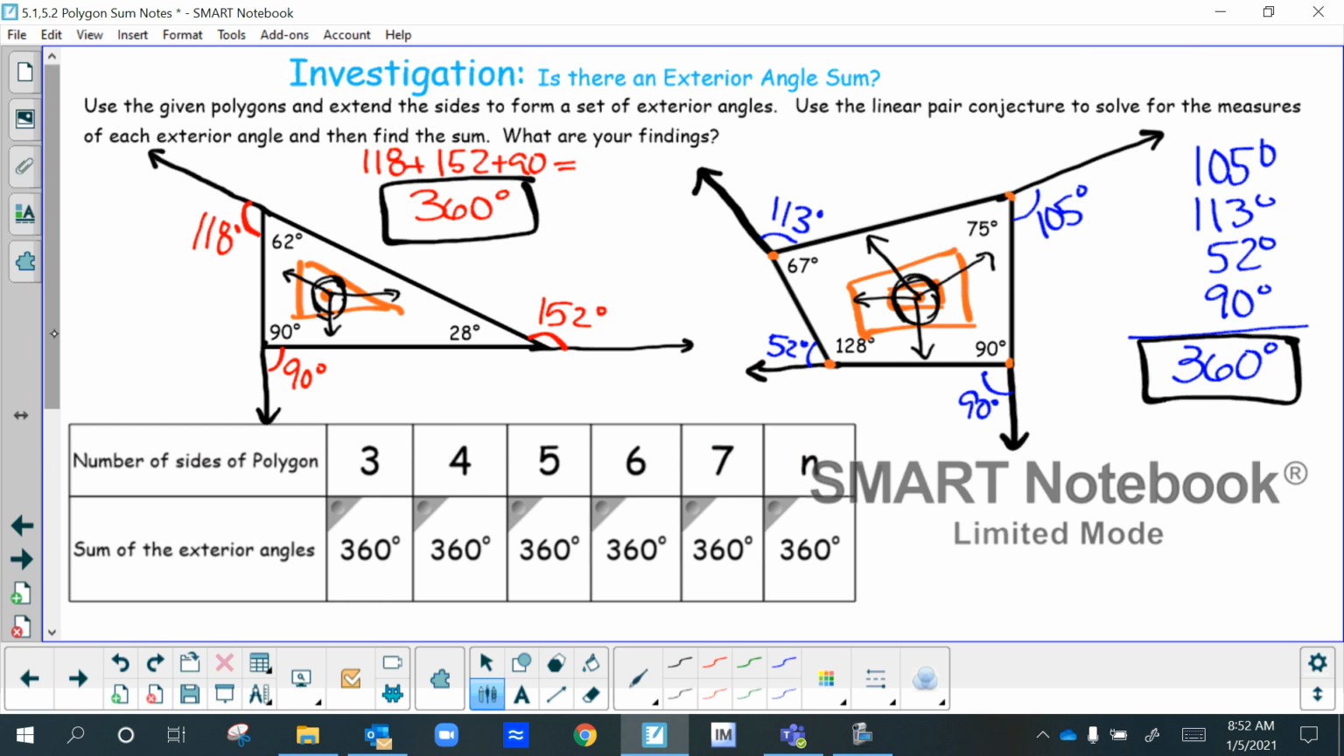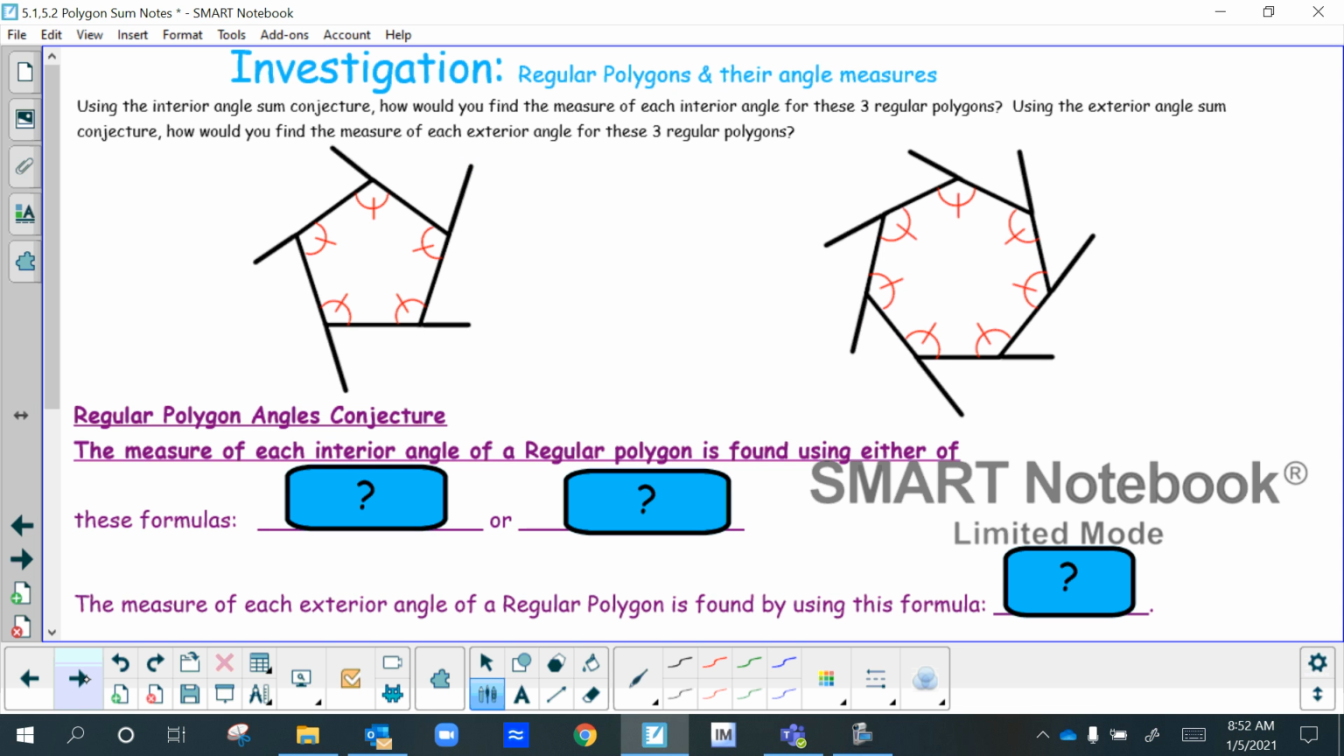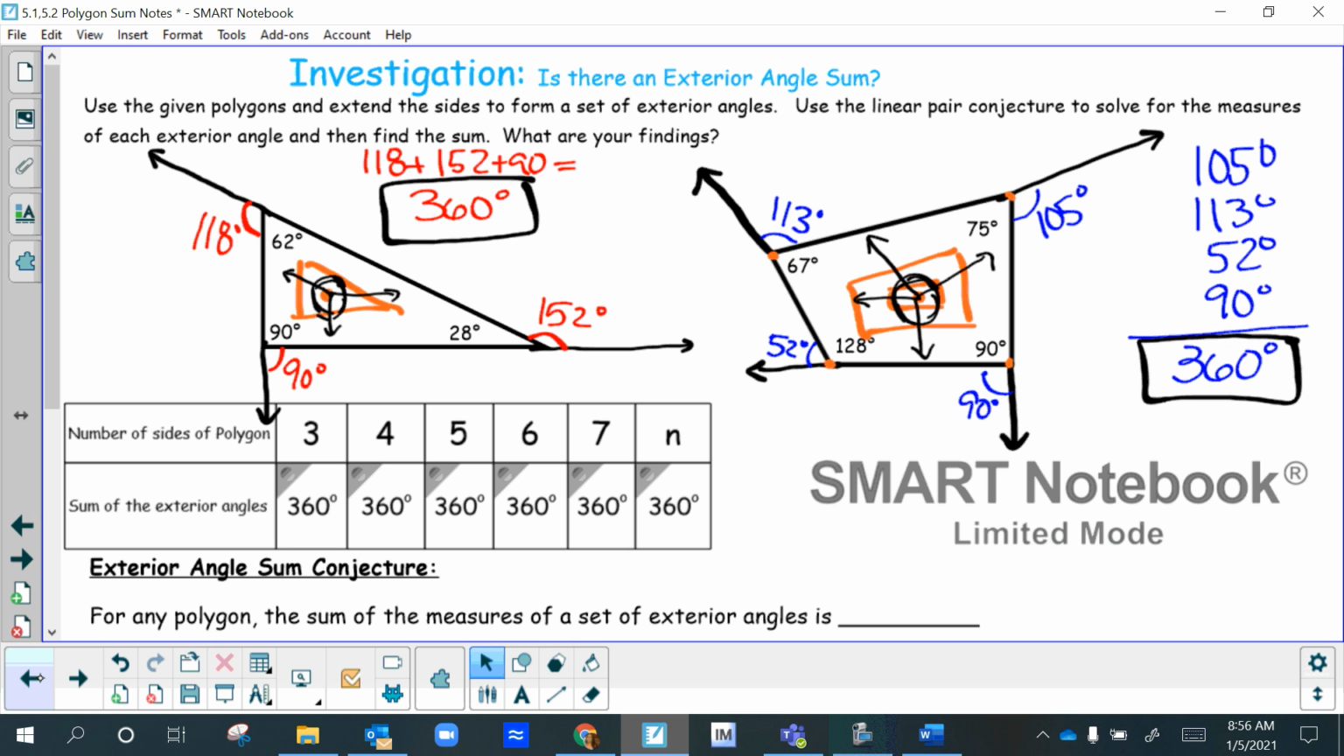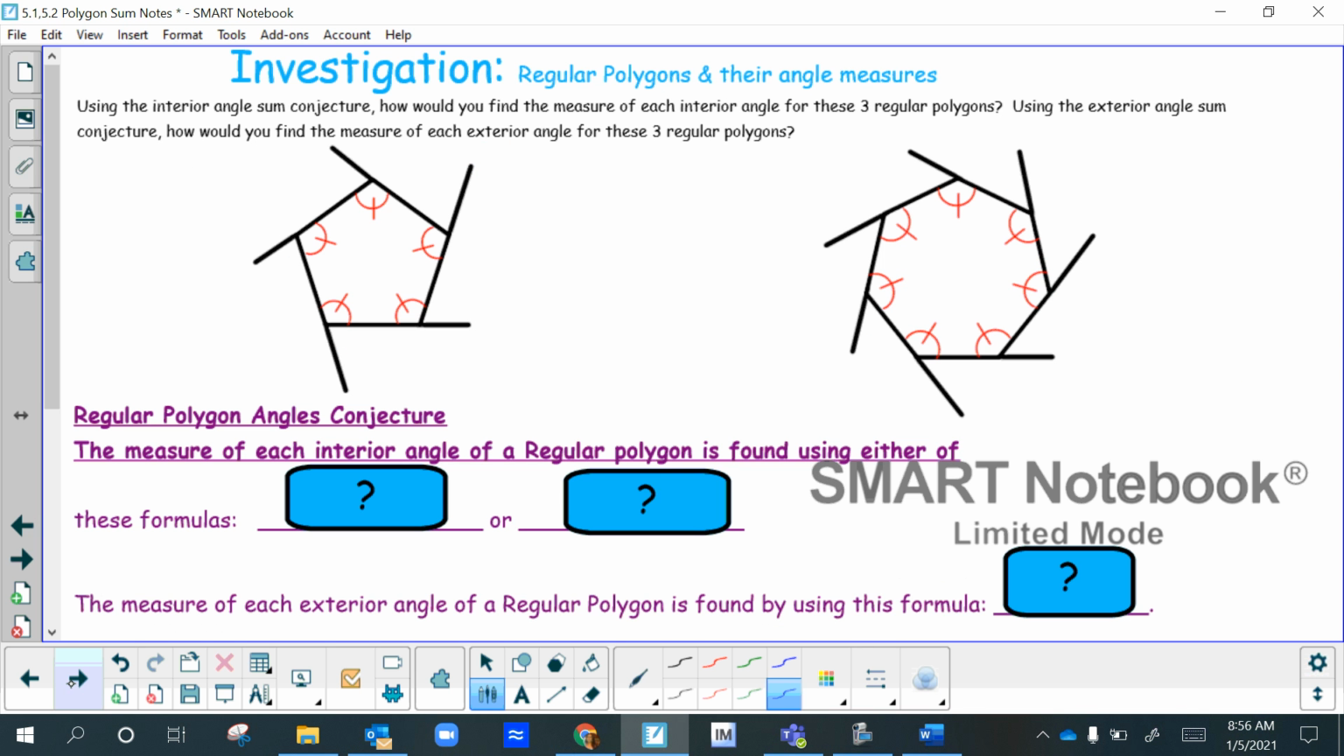So it says, using the interior angle sum, how would you find the measure of each interior angle for these regular polygons? Let me go back to your notes. I forgot it had this conjecture down at the bottom. So it's a pretty simple answer. For any polygon, the sum of the measures of a set of exterior angles is always going to be 360. Which we said in the table over and over again.